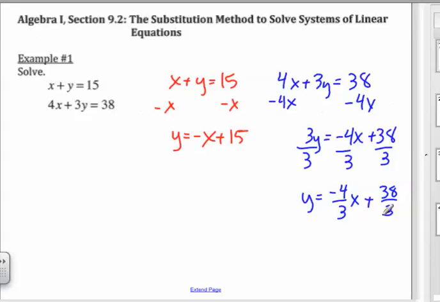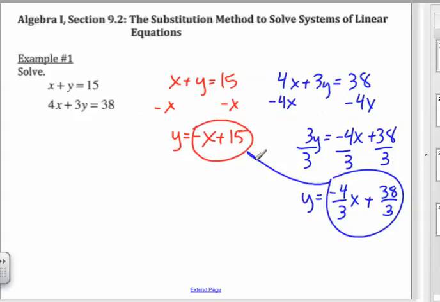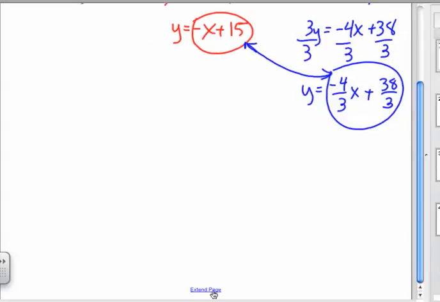Now, y equals this, and y equals this. That means that these two things have to equal each other. So then we're going to set up an equation where negative x plus 15 is equal to negative 4/3 x plus 38 over 3. You're right, negative x.